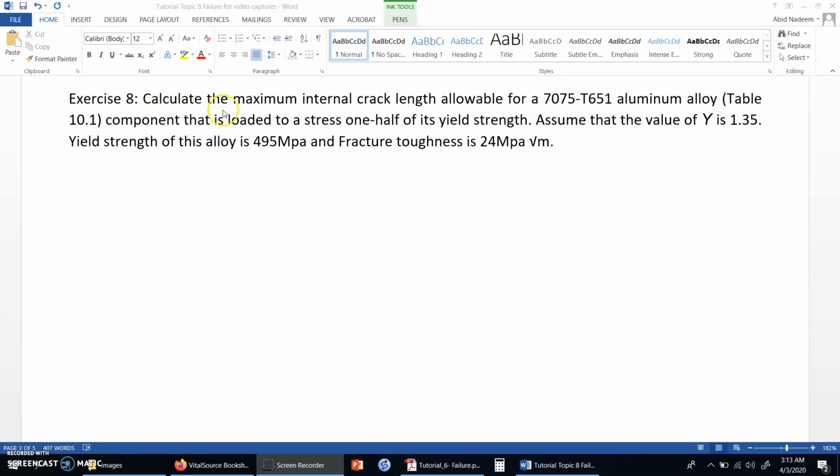Exercise 8. Calculate the maximum internal crack length allowable for a 7075 T651 aluminium alloy component that is loaded to a stress 1/2 of its yield strength. Assume that the value of Y is 1.35, yield strength of this alloy is 495 megapascal, and fracture toughness is 24 megapascal square root of meter. So we know this.